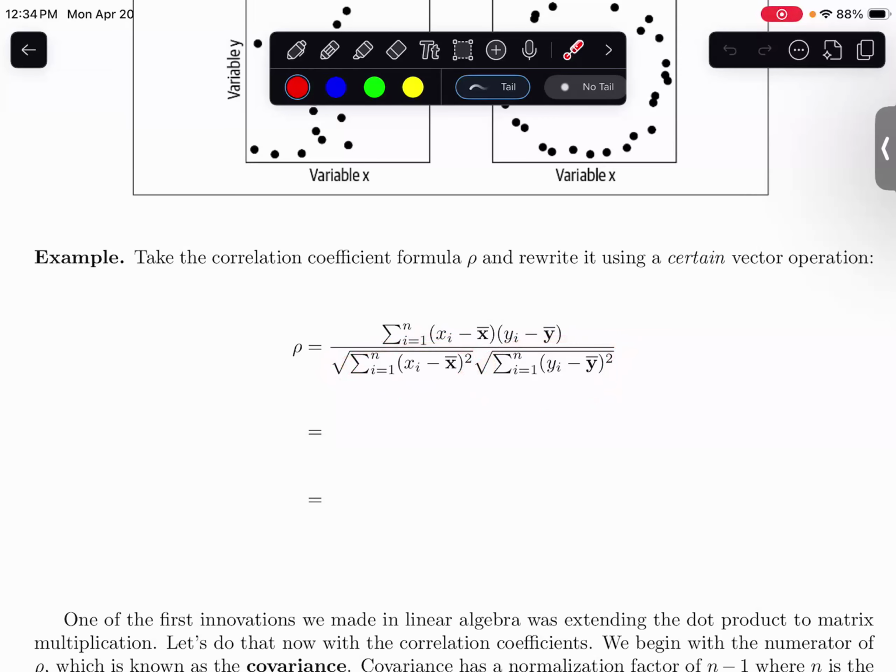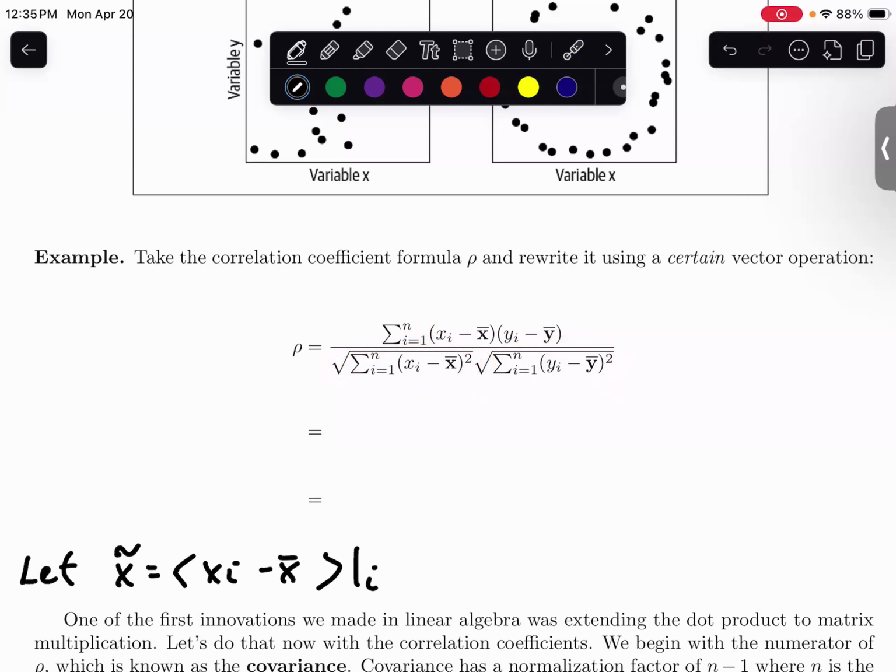So what I'm going to do is I'm going to let x tilde be equal to the following vector. It's maybe a weird way of writing things out, but I'm going to write it as x_i minus x bar, where i ranges from 1 to n. So this is just a way of describing all the components of the vector. When i is equal to 1, the first component would be x_1 minus x bar. When i is equal to 2, the second component would be x_2 minus x bar, so on and so forth. And I'm going to do the exact same thing for y as well.